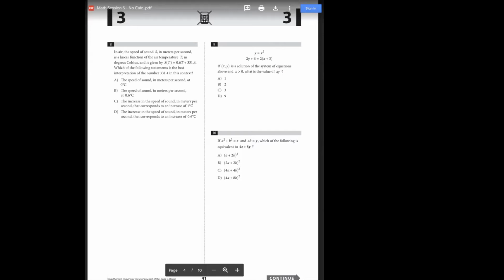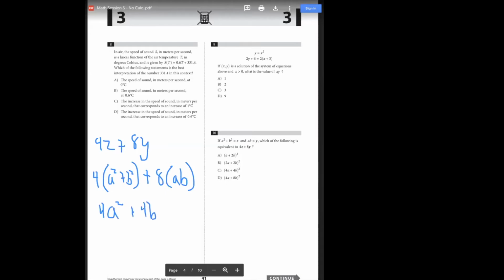So let's think about it this way. When you plug it in to this 4z plus 8y, you can plug in the z into the first term, which is a squared plus b squared, plus 8 times the y, which is going to be ab. So then that just simplifies to 4 a squared plus 4 b squared plus 8ab.